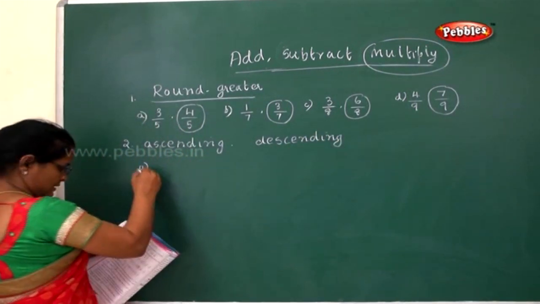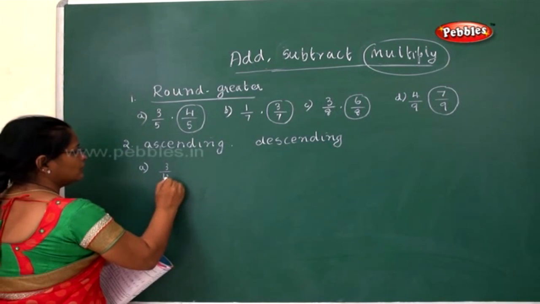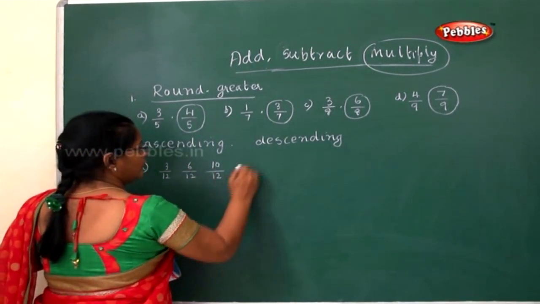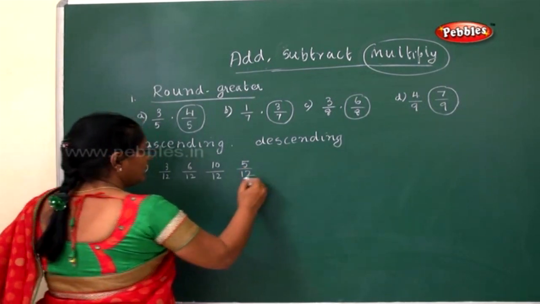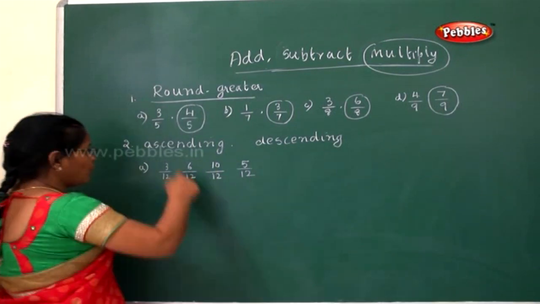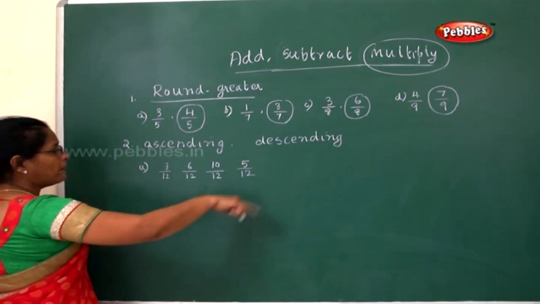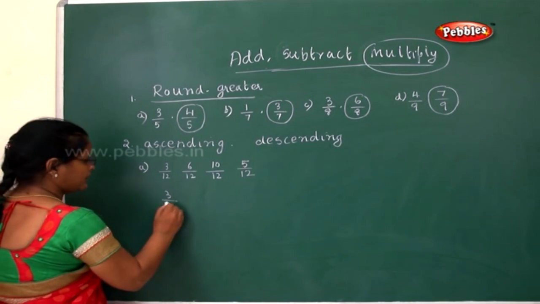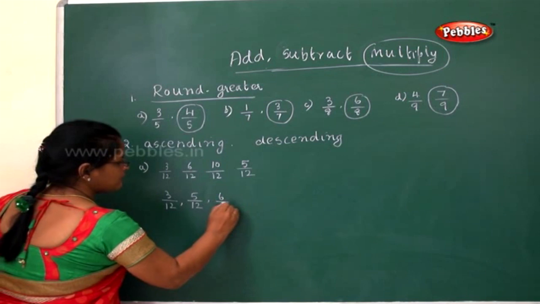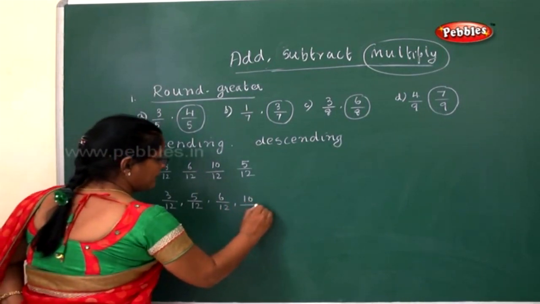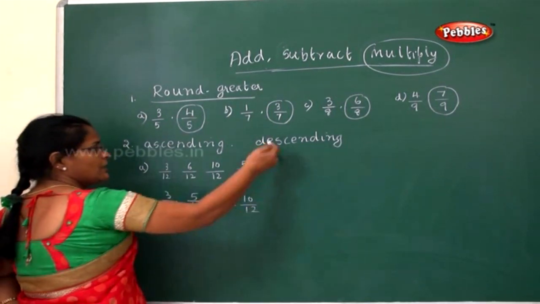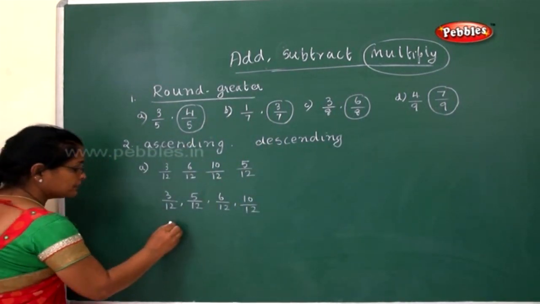In this first sum, 3 by 12, 6 by 12, 10 by 12 and 5 by 12 is given here. Now what is ascending? From smaller to bigger you will write. So now what will you do? 3 by 12, 5 by 12, 6 by 12 and 10 by 12. Now this is ascending order, that is from smaller to big. Now how will you write descending order? It is bigger to small.